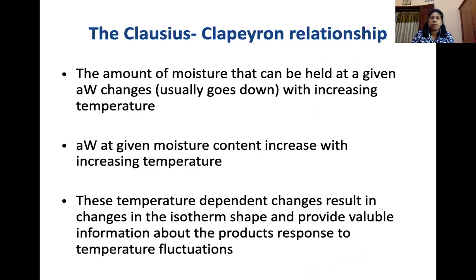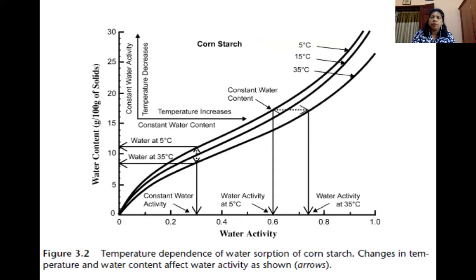These temperature dependent changes result in changes in the isotherm shape and provide valuable information about the product's response to temperature fluctuation. Now we should get some idea about what will happen to our product when the temperature changes, because the moisture in the product is the same. But during transportation, or once we keep the product on shop shelves, and during manufacturing and storage, the temperature of the product will be fluctuating.